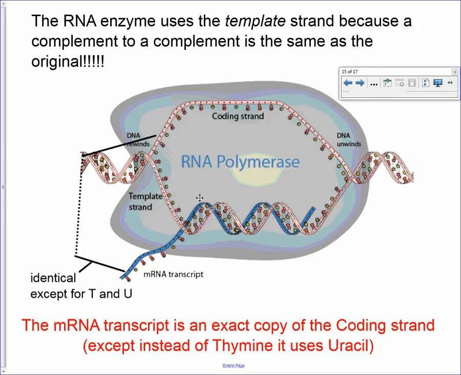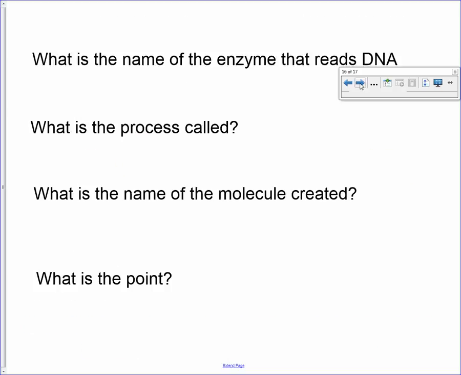And that's basically it right there. The mRNA transcript is an exact copy of the coding strand, except thymine. Instead of thymine, you have uracil. And I think that'll do it.